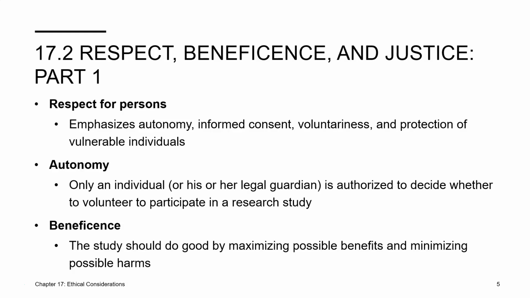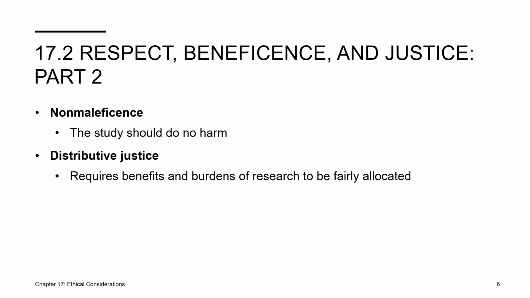And beneficence is that the study should do good by maximizing possible benefits and minimizing possible harms. So these must be in place in order for research to take place. You also need non-maleficence, meaning that the study should not do any harm, or that the researchers do not know of any harms that will be caused by doing the study up front. And distributive justice requires that benefits and burdens of research are fairly allocated throughout the research process.